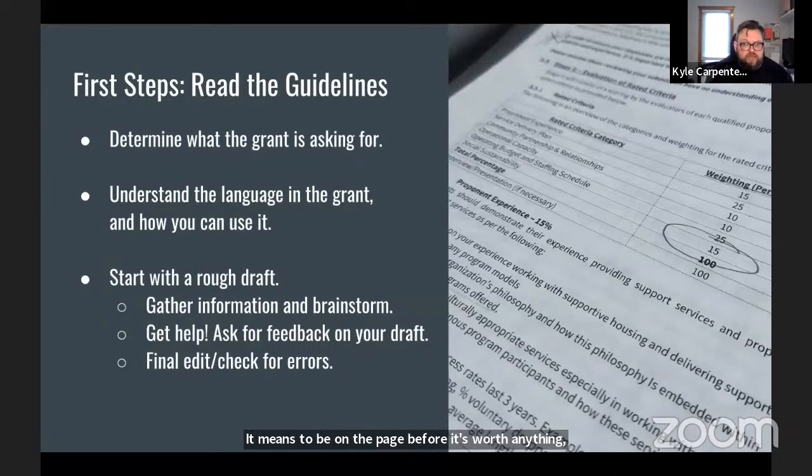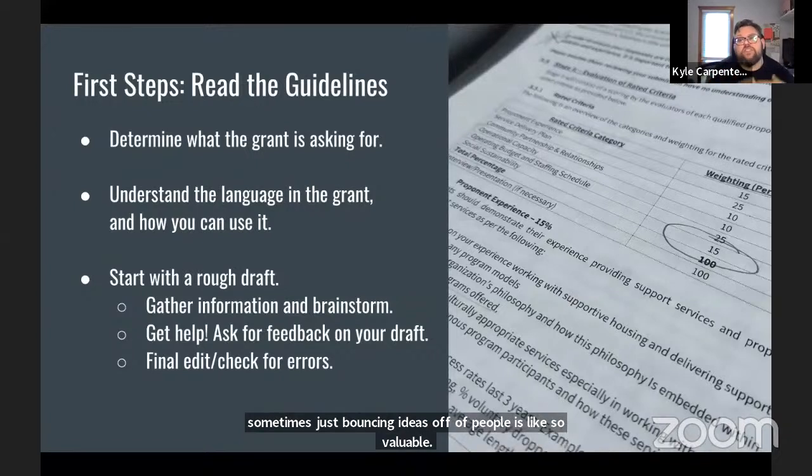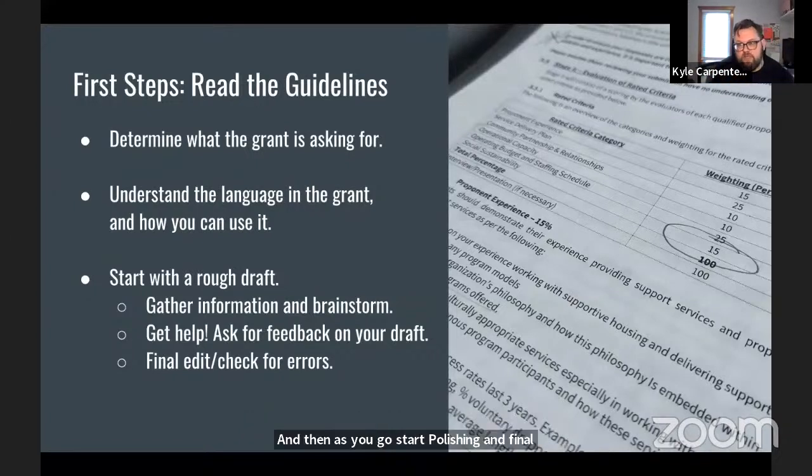Gather information, brainstorm, talk to your colleagues or your friends or other artists in the field. Tell them what you're hoping to do. Sometimes just bouncing ideas off of people is so valuable. And then as you go, start polishing and finalizing. Again, I don't know your process, but my tip is get started right away, and if it's rough, that's still a start. Next slide, please.